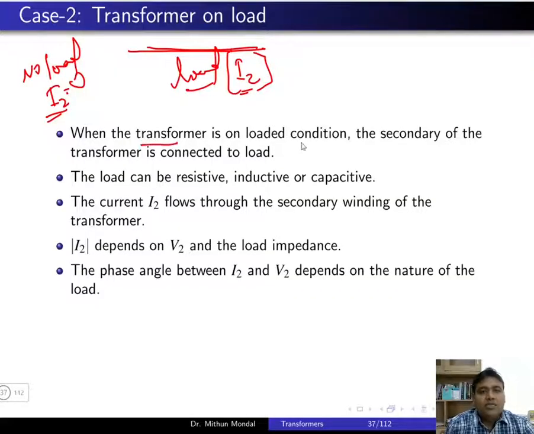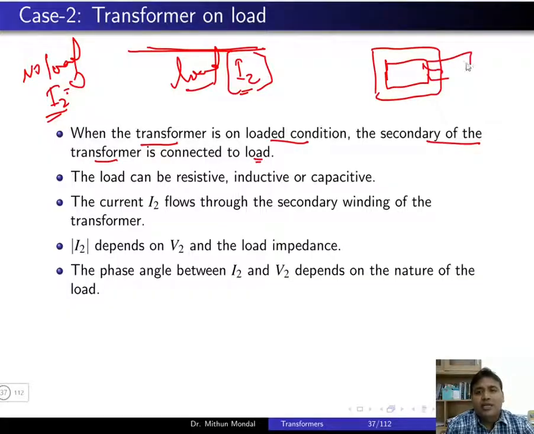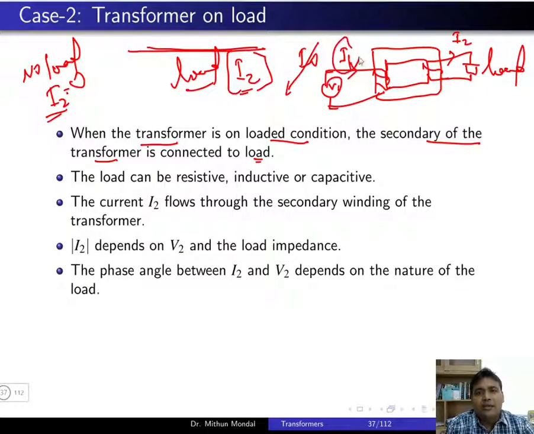When the transformer is under the loaded condition, the secondary of the transformer is connected to a load. So you will have a transformer whose secondary winding is connected with a load, and this load will carry the secondary current I2, whereas the primary winding is connected with the source V1, drawing a current which we now call I1. We will not say I0, because I0 is under the no load condition. So the primary current is I1, the secondary current is I2, and I2 is flowing through the load.